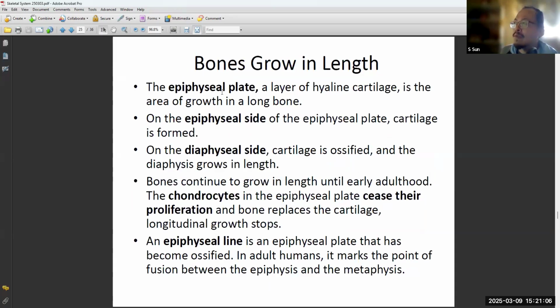So the epiphyseal plate is a layer of hyaline cartilage. It's where we have the long bone growing. Because at the two ends, the center is hardening, the epiphysis is also hardening. Only that junction area still has chondrocytes that can grow.